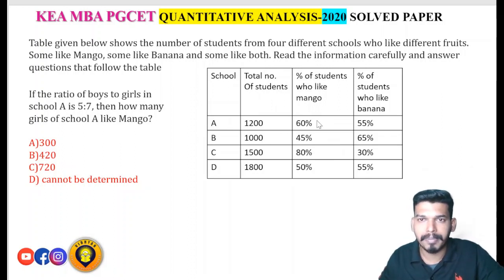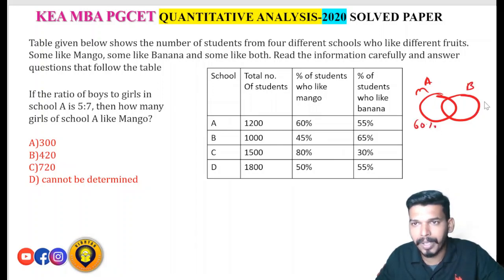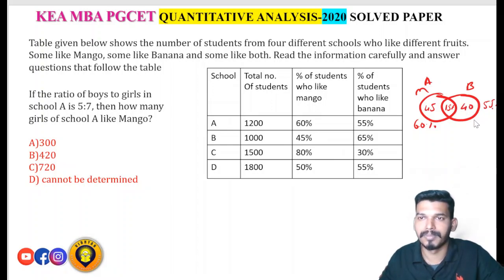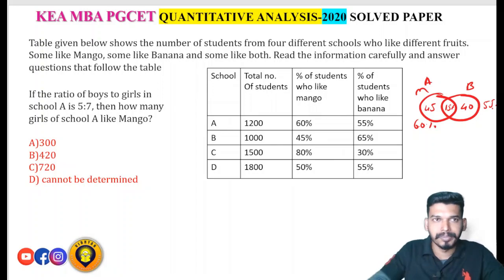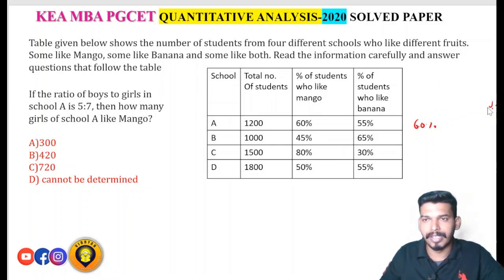See, 60% students like mango. If I consider school A, mango 60% of students like, banana 55% of students like, which means the total is 100%, right? 60 plus 55 is 115, which means 15% of students like both fruits, mango and banana. So if 15% like both, only mango will be 60 minus 15, which is 45. Only banana will be 55 minus 15, that is 40. So in this way, you can easily get the answer.